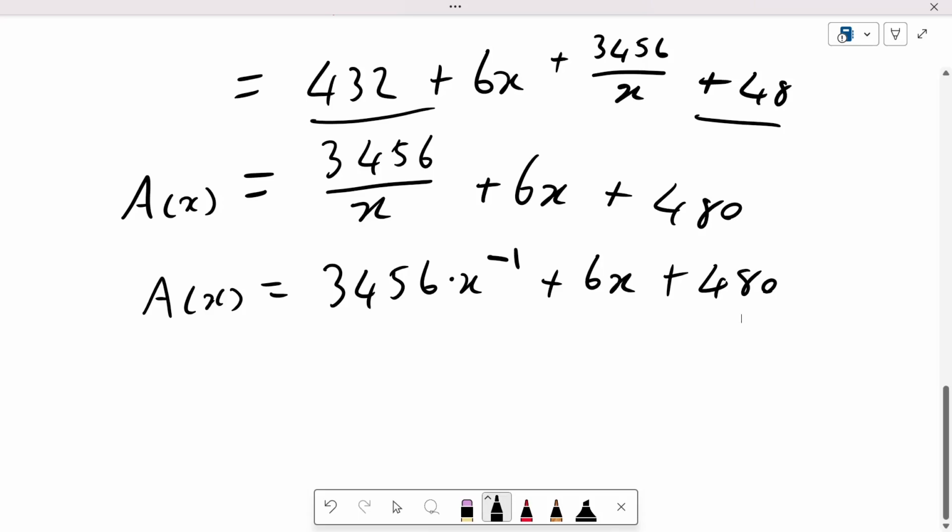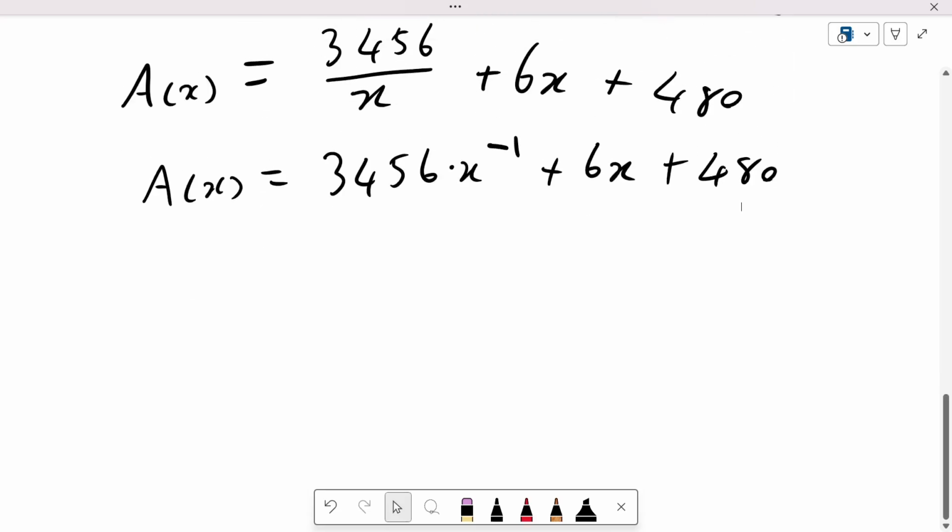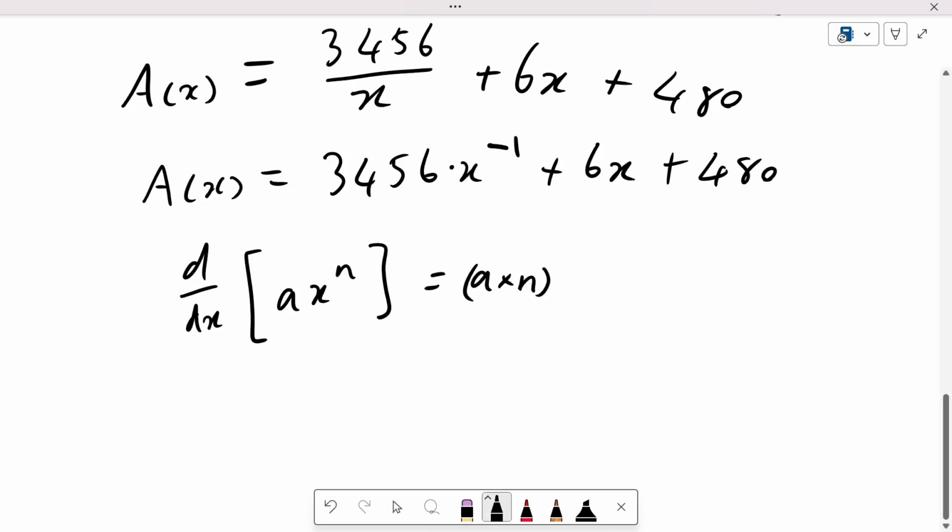We can find the first derivative, and remember your power rule. Your power rule states that if you're taking the derivative of, let's say, x to the power of n, that will just give us n multiplied by x to the power of n minus 1. So let's just do that exactly over here. That is our power rule, so I'm going to write here PR.